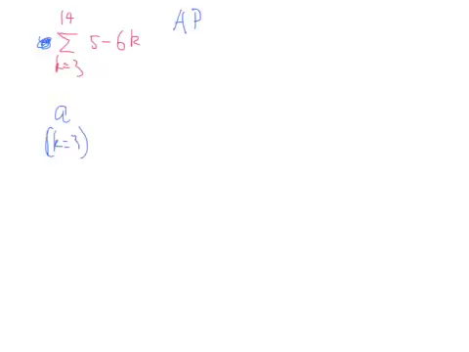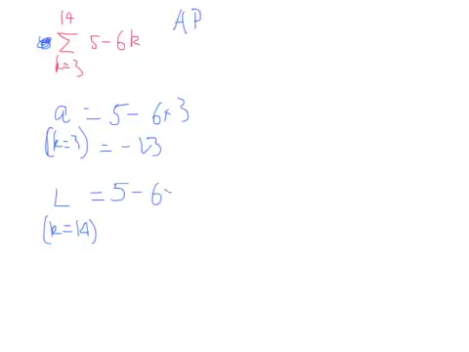And then the last term by substituting k equals 14. So my first term will be 5 minus 6 times 3, which is negative 13. And my last term there will be 5 minus 6 times 14, which is negative 79. Okay, now all we need to do is perform our sum, which is n over 2, I'm going to leave that for a second, times negative 13 plus negative 79. That plus is redundant, so we'll get rid of that.